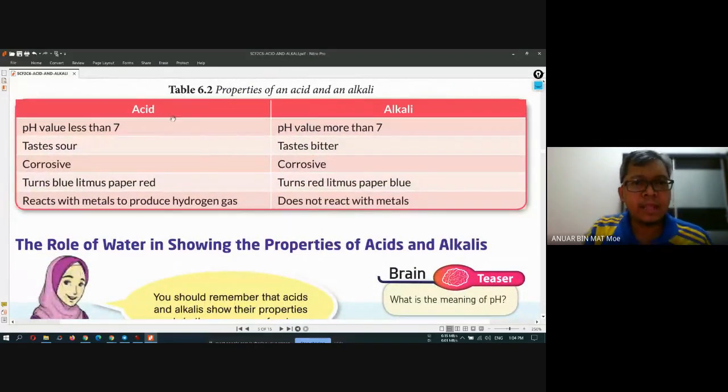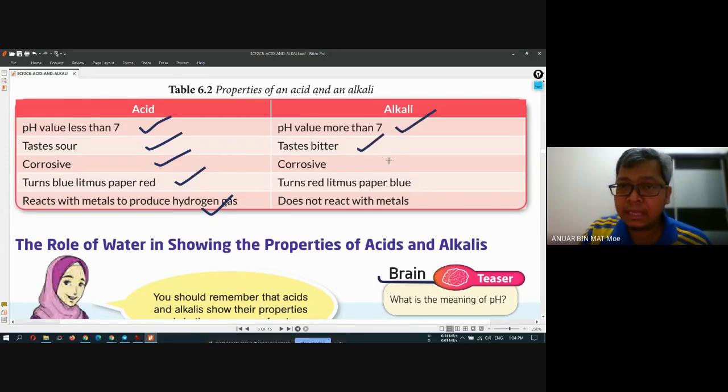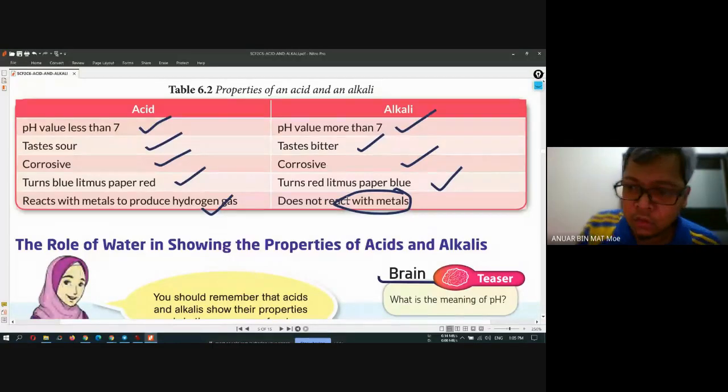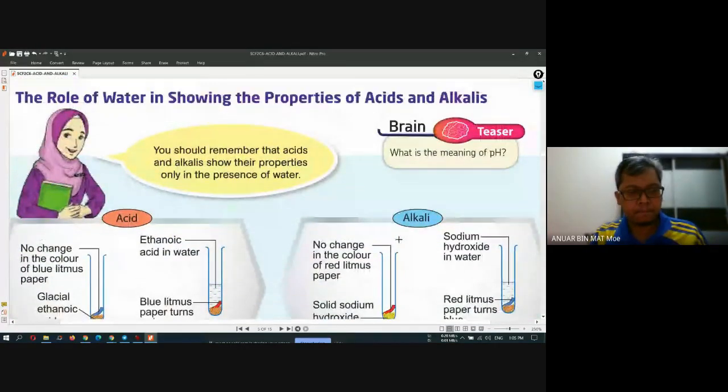You must remember, acid usually has pH value less than 7, sour, corrosive, turns litmus blue to red, and then reacts with metal to produce hydrogen gas. This is for acid. For alkali, the pH value is more than 7, tastes bitter, corrosive, and then it will turn red litmus paper to blue. And sorry, alkali does not react with metal. Only acid reacts with metal to produce hydrogen. Alkali does not react with metal. Okay, you must understand and remember this. Does not react with metal. Okay, any problem? No. Any problem?